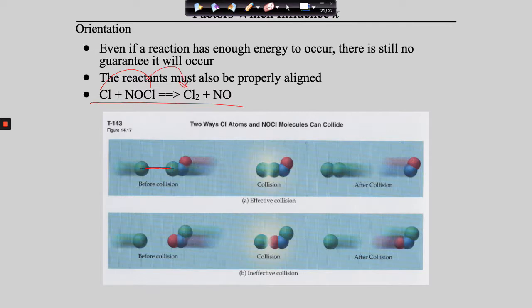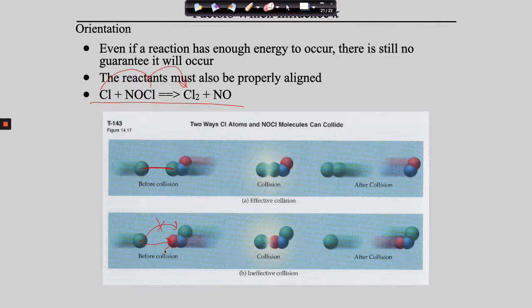Now guys, the problem is if this collision happens and the chlorine does not run into the other chlorine, like it runs into the oxygen, they will still collide. And they could have enough energy to get over the activation energy hump. But if they don't collide with proper alignment, the reaction will not take place. So this idea of orientation is important.